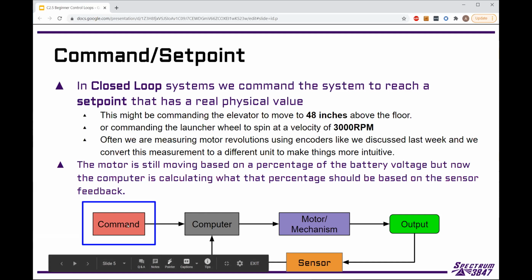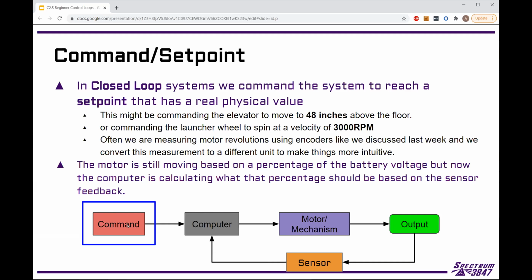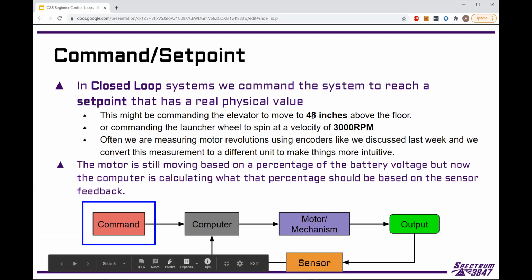So now the driver has some button that, instead of send motor to full forward or send motor to half speed, says send elevator to 48 inches, and the computer can control that. It will take that in and say, okay, I want to go to 48 inches. I can use the information from my sensor, and I'm going to figure out how fast to tell my motor to go for it to get to that position. And we're going to talk about what that formula is and how we figure that out the rest of today.